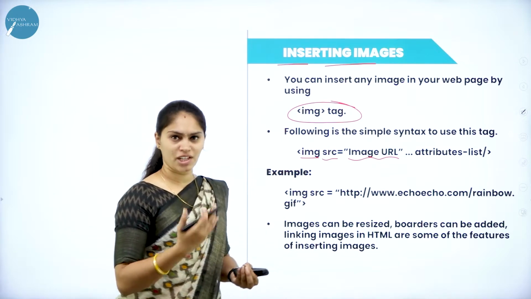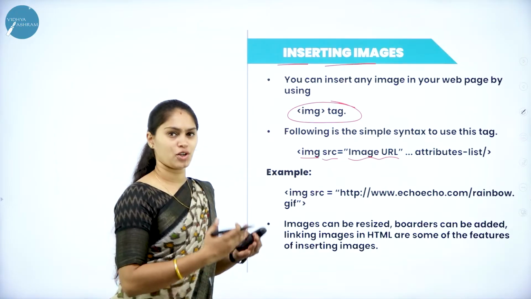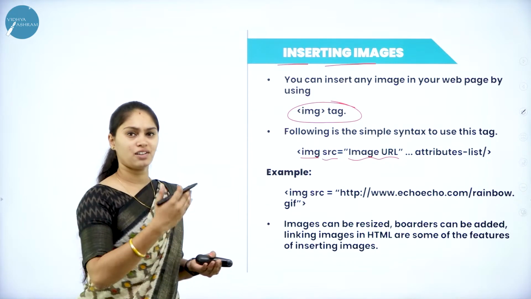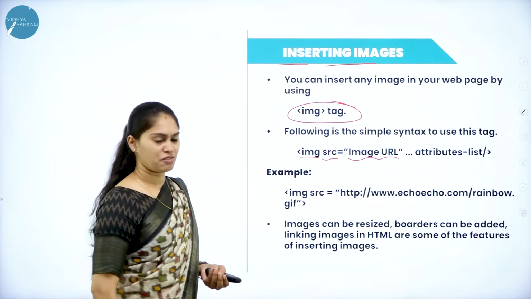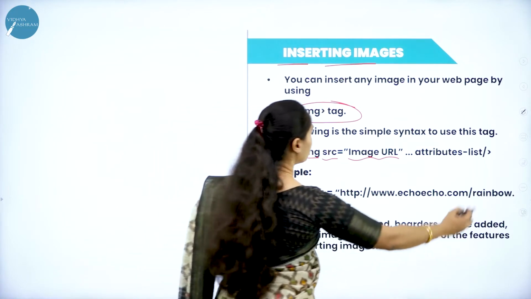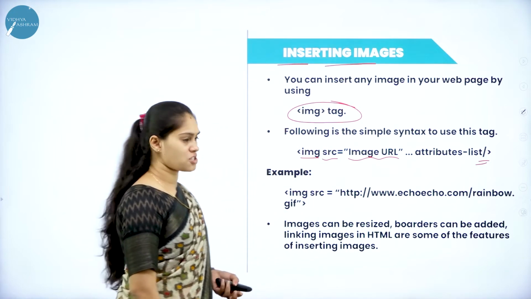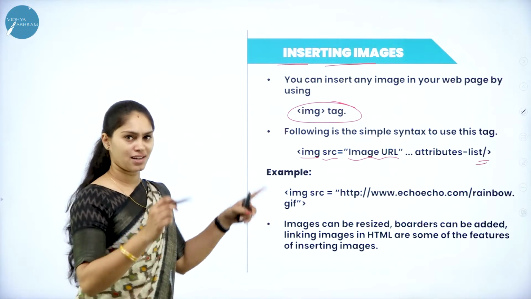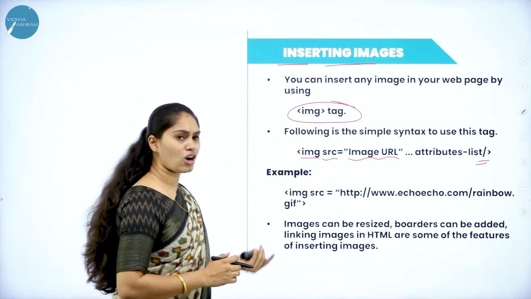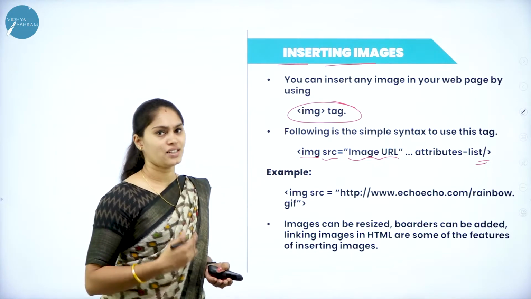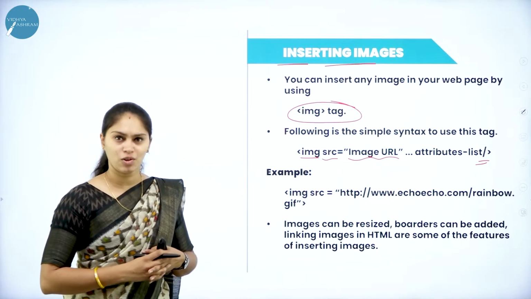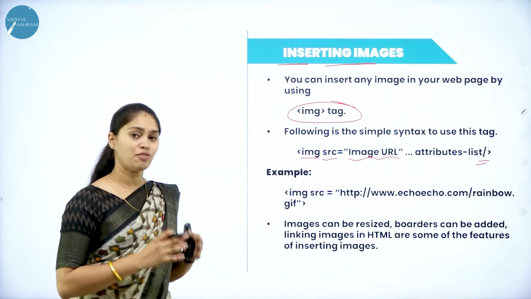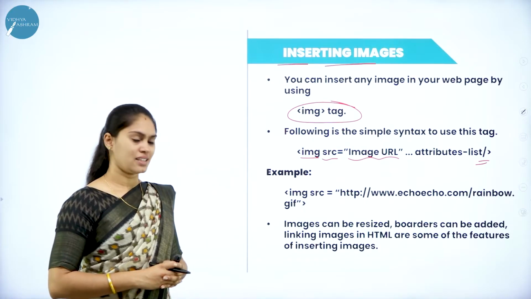After that, if you wanted to give any of the attributes, like the size, height and width of an image, that you can specify. After that, we are going to close this image tag. Then that will appear on the screen as an image. If you are not mentioning its height and width, then whatever the default value is there for the height and width, in that format the image will be displayed on the screen.